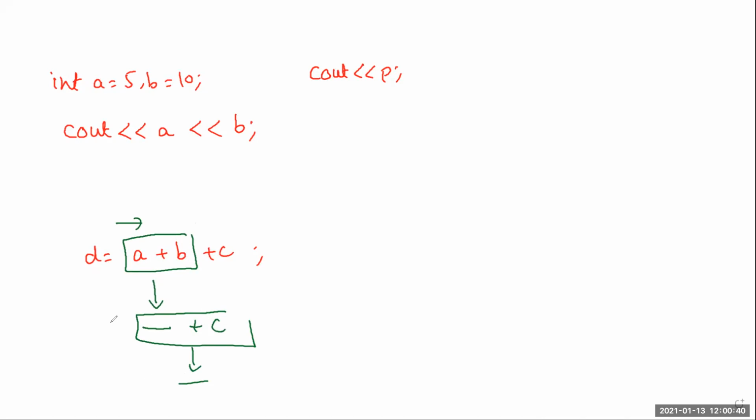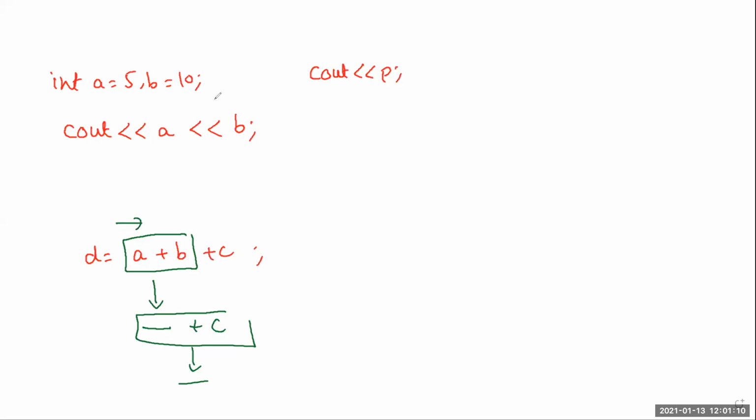So when you have multiple operations in a single statement, they are not all executed at once. They are executed stepwise, just like I explained: first A plus B is performed, whatever answer you get is added to C, and then you get the final answer. It is not that everything happens in a single step. Keep this in mind, and now let's come here with the cout.